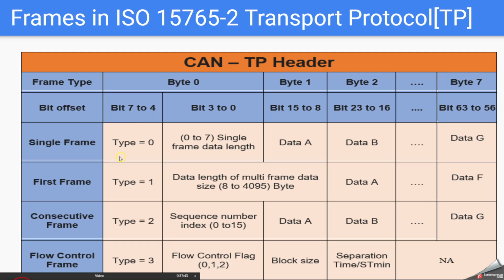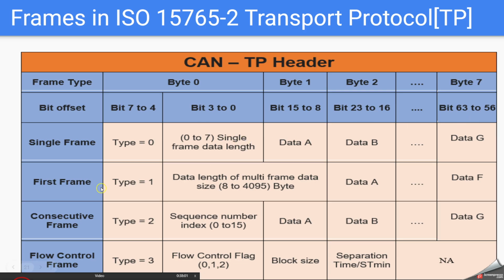So type equals 0 means it's a single frame, where you want to send very little data, but as we are using a transfer protocol, we still have to send the data. So that is a single frame. We can send data in the range of 0 to 7 bytes. So it will be 0, then here it will give the length, and it will send the data.